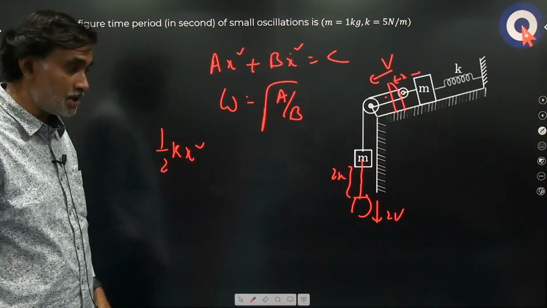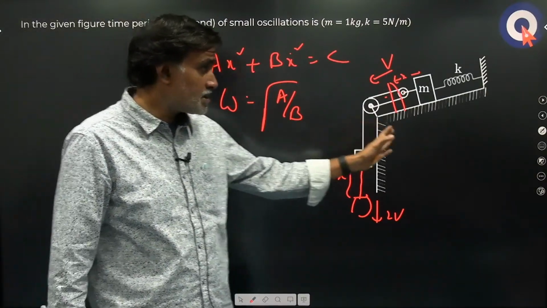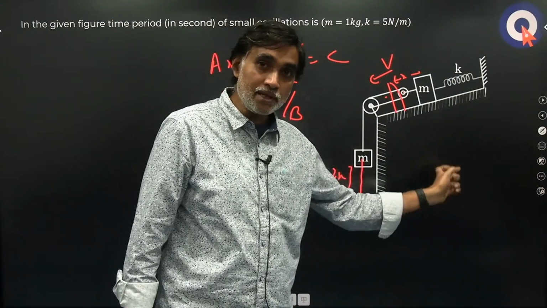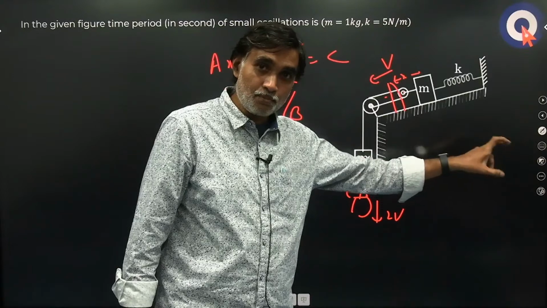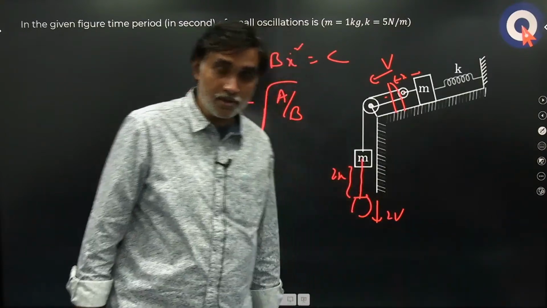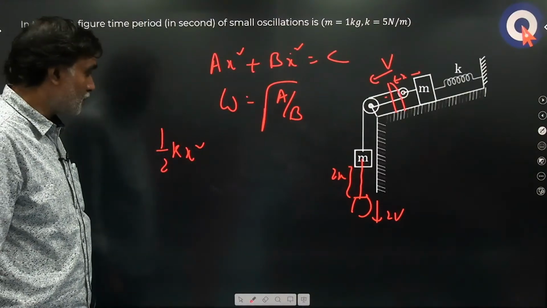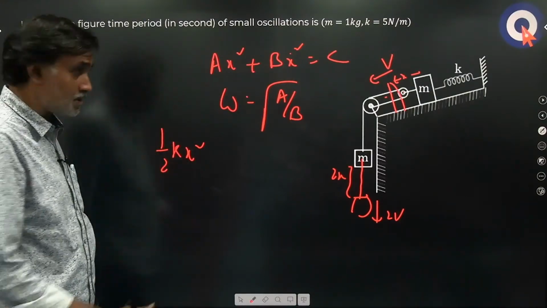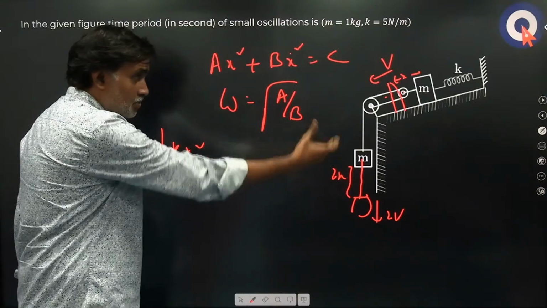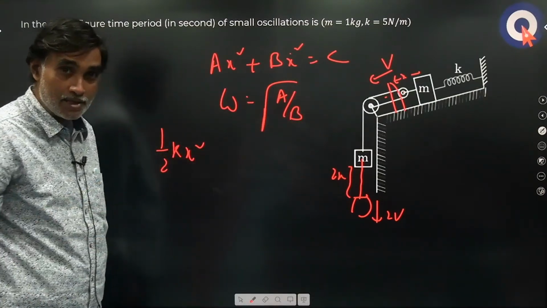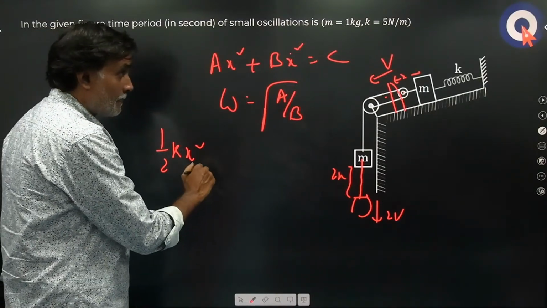So what is the energy of oscillation? When the particle is displaced from the mean position to some other position, the energy of oscillation is the increase in potential energy plus kinetic energy, or it is the kinetic energy at the mean position. So the increase in potential energy is half k x square. Gravitational potential energy will change and spring potential energy also will change, those will cancel.